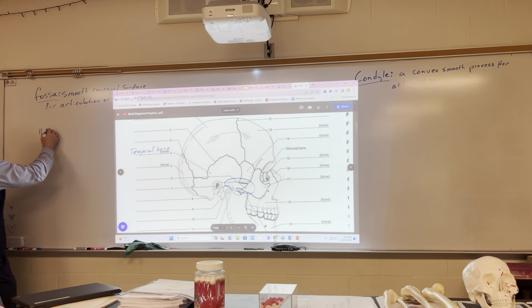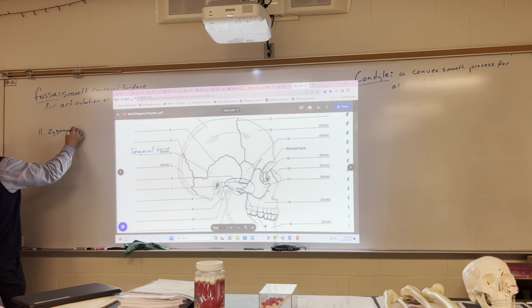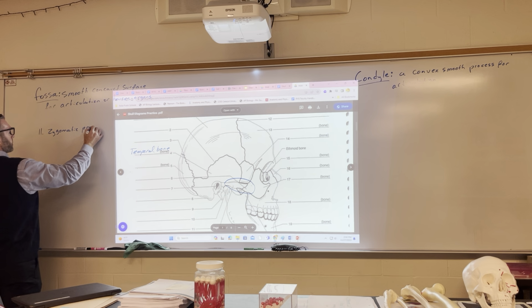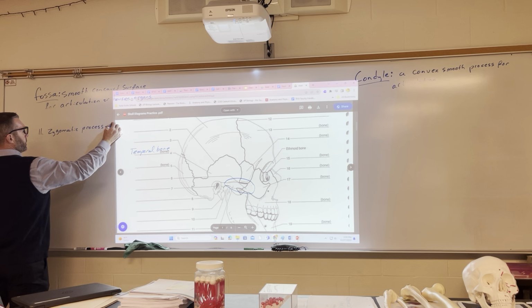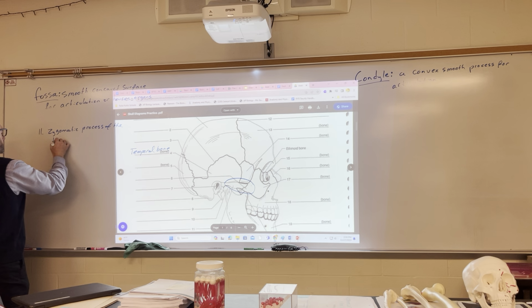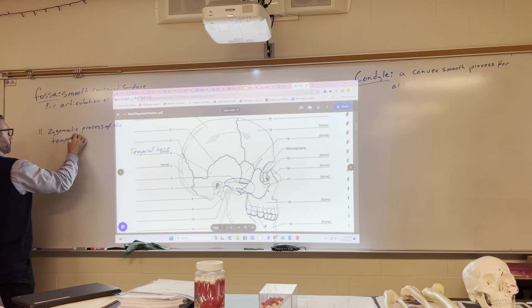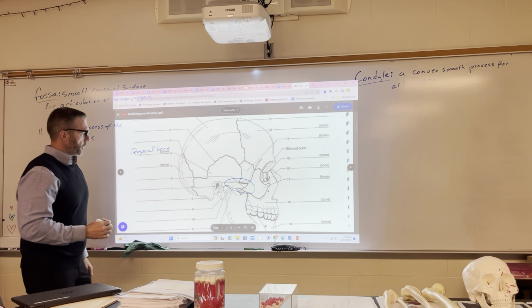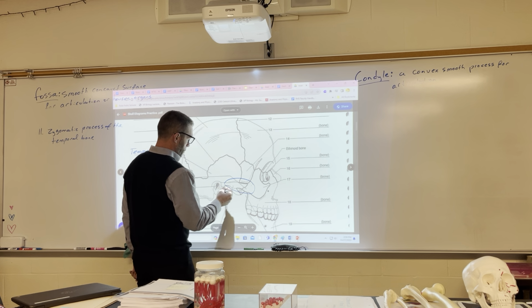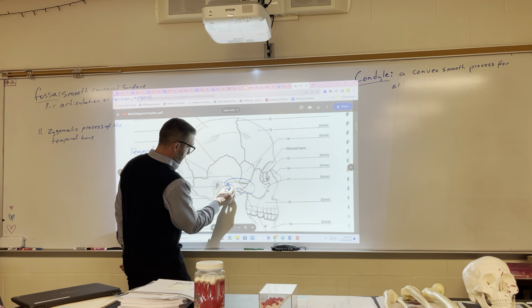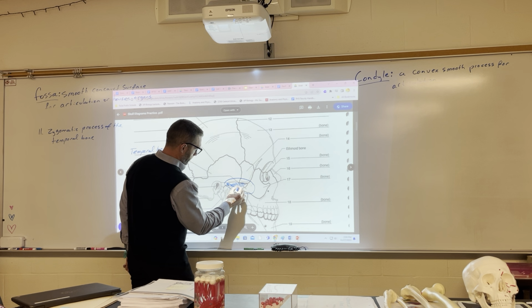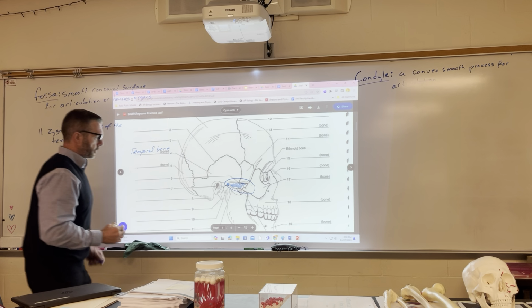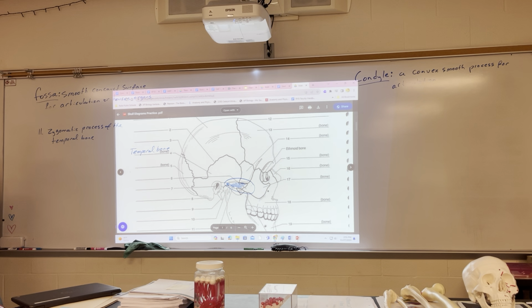So number 11 is the zygomatic process of the temporal bone. Okay, so this blue is our zygomatic arch, but now we have the temporal process, so I'm going to highlight that in blue. Okay, that's our zygomatic process of the temporal bone.